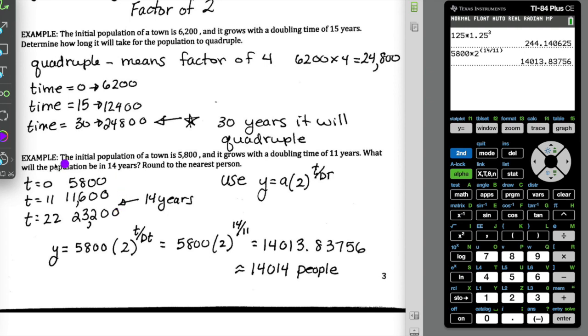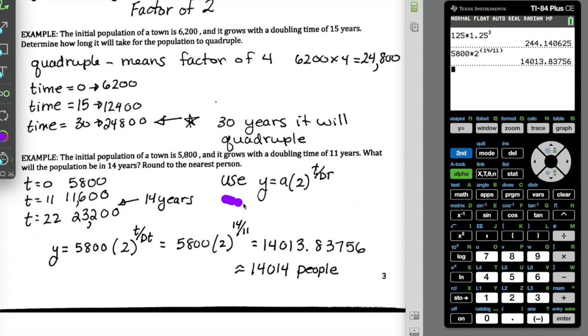Now, when I use the table method here, since 11 doesn't divide into 14 evenly, that doesn't give me what the population is in 14 years. But by setting up this table, I have an idea of what it should be. I know 14 years is going to fall between these two numbers, right? Between 11 years and 22 years. So if I use the formula, my answer better come out between these two values. So it's a way that I can check to make sure my answer makes sense.